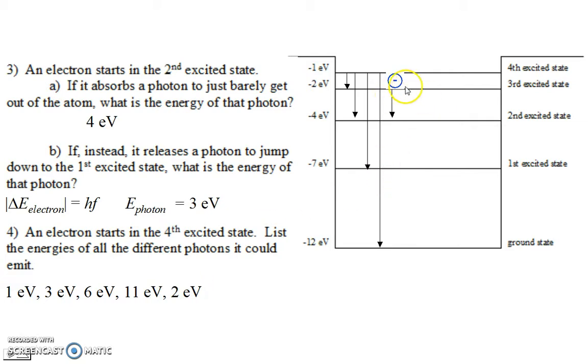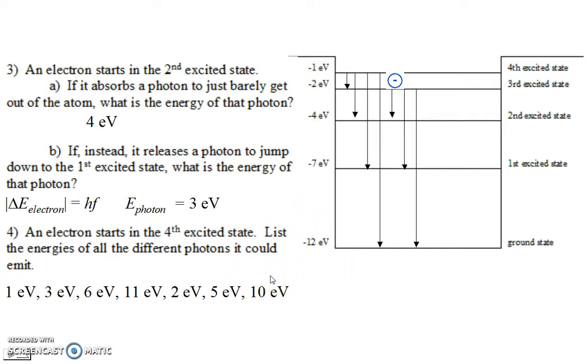But from this level, where else could it have gone? It could have gone down to the 1st excited state, giving off, from -2 down to -7, 5 electron volts. That's a possibility. Or it could have jumped all the way down here, losing 10 electron volts, so it can give off a 10 electron volt photon. All of these will appear in the emission spectrum.